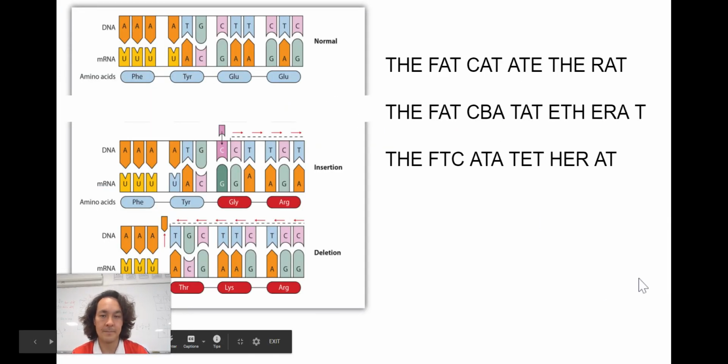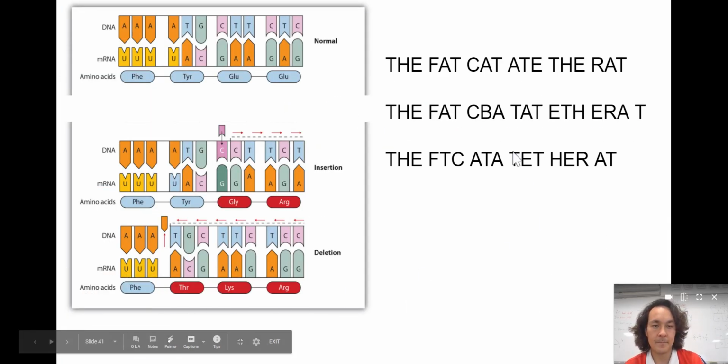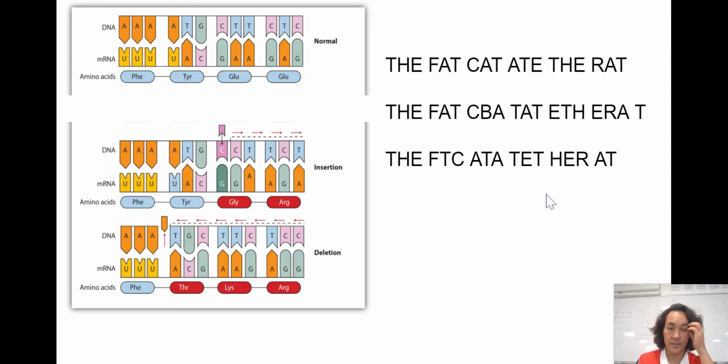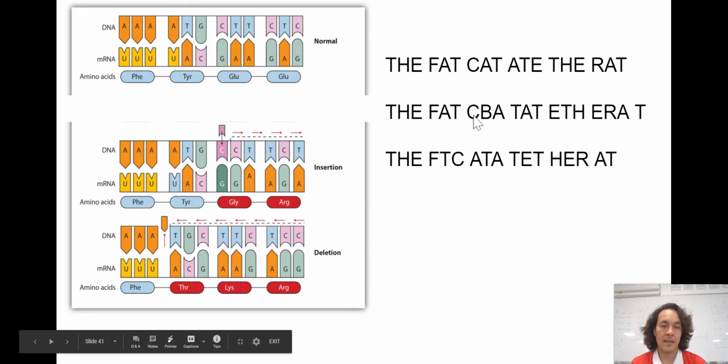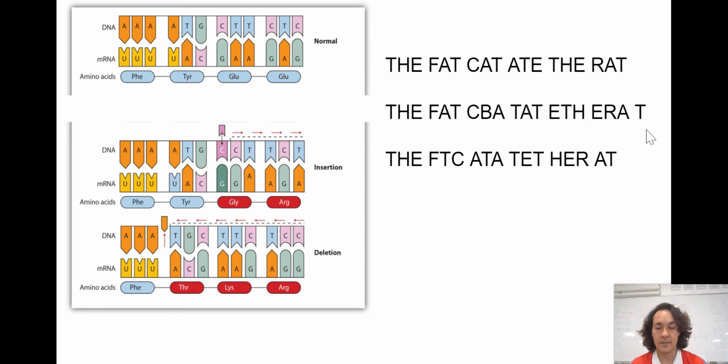Let's dive in. Here is what many teachers use to teach mutations. The fat cat ate the rat. Notice how they're all 3-letter words, right? So they mimic codons and anticodons. So here, if we insert a letter, I'm going to insert this B right here. It changes the whole sentence, right? And it's called an insertion. And it's going to change all the amino acids. You can see this example here after. And so that could be very deleterious or harmful to the protein. It could be useful to the protein. Here, I'm going to delete the A in fat, right?